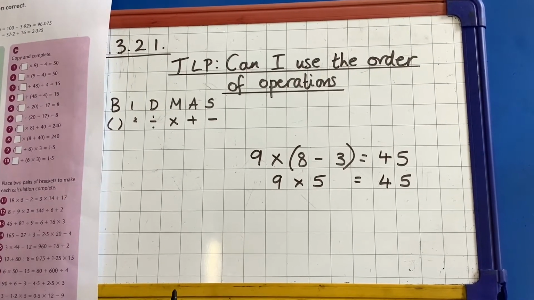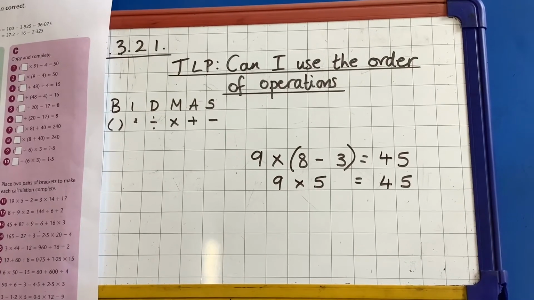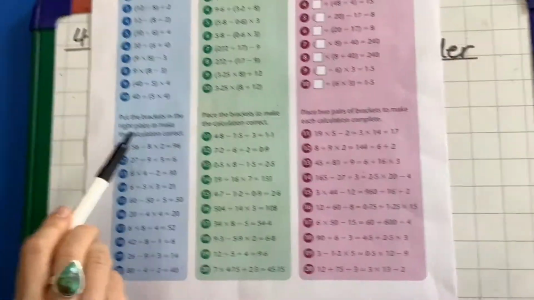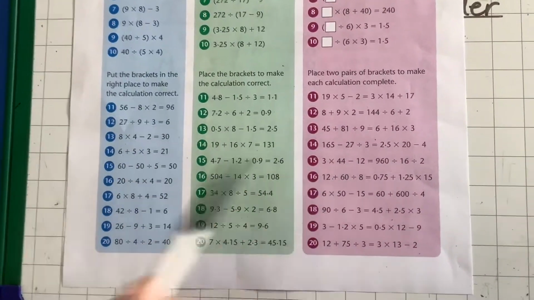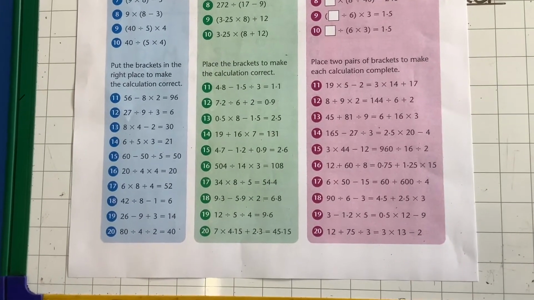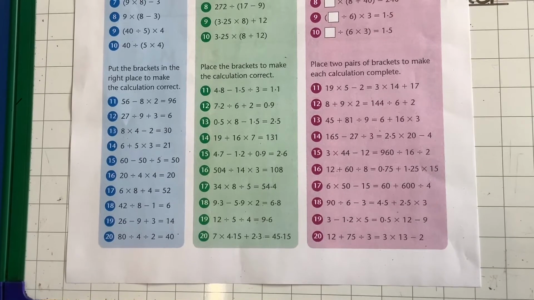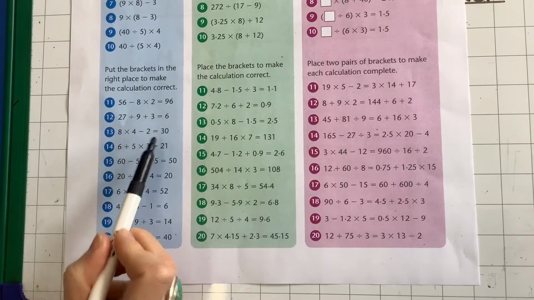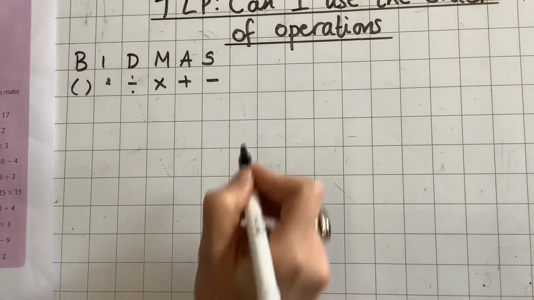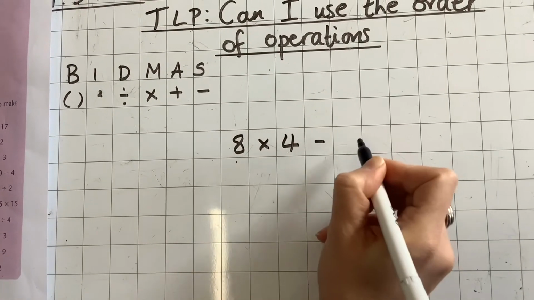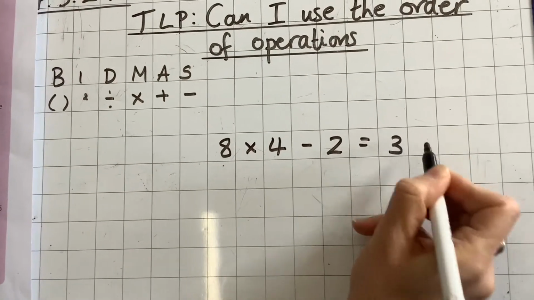There are lots of these for you to have a go at on the sheet, following the order of operations. I'll show the sheet at the end of the video. This part at the bottom, whether you choose A, B or C, asks you to put the brackets in the right place to make the calculation correct. For example, 8 times 4 minus 2 equals 30.